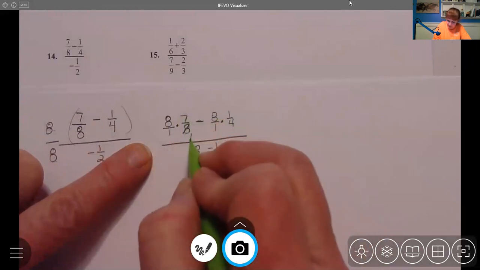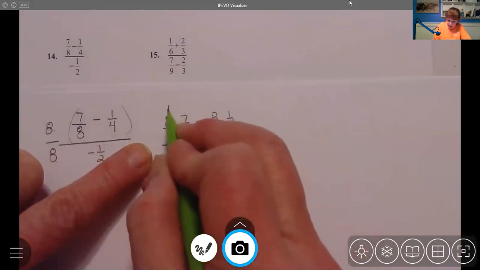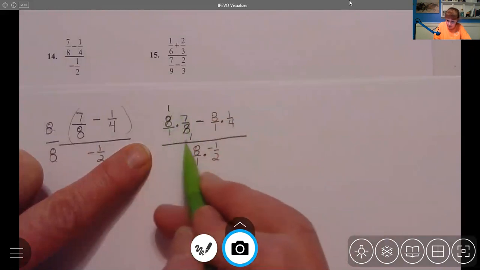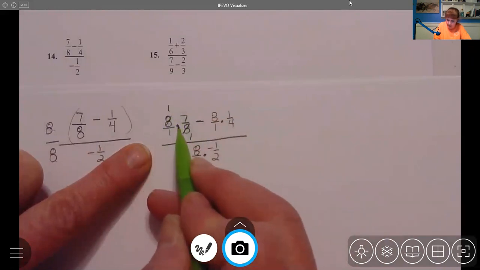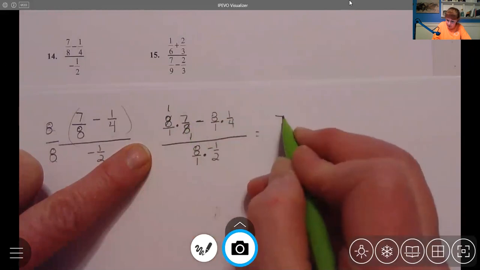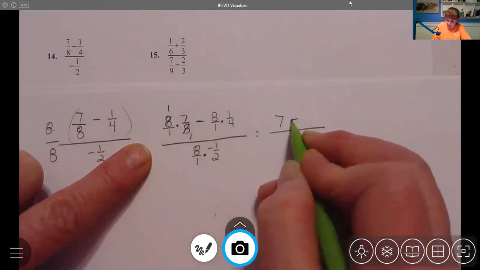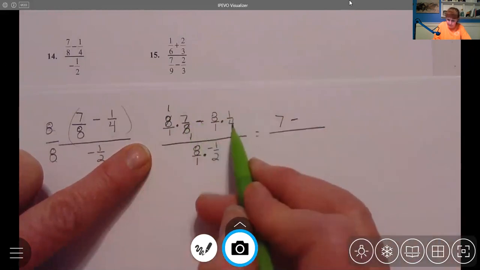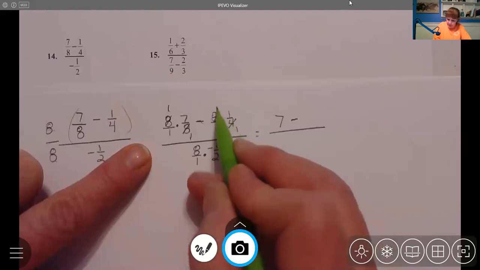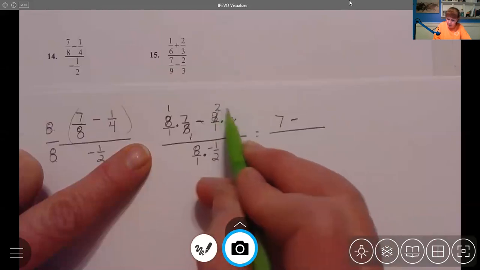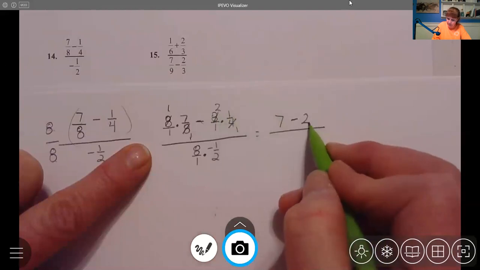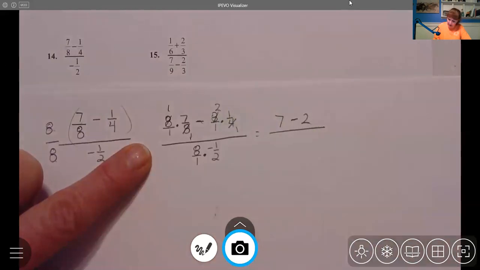So 8 goes into here once, 8 goes into here once. So this first fraction becomes 1 times 7, which is 7, minus this one. 4 goes into here once, 4 goes into here twice. 2 times 1 is 2. That's what that fraction becomes.